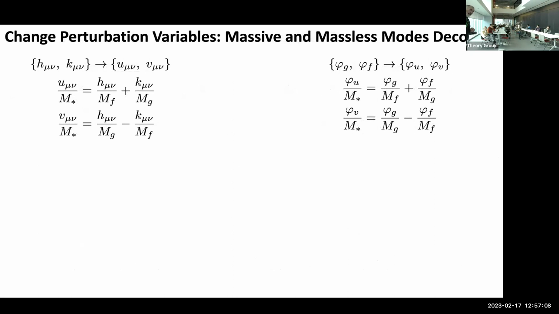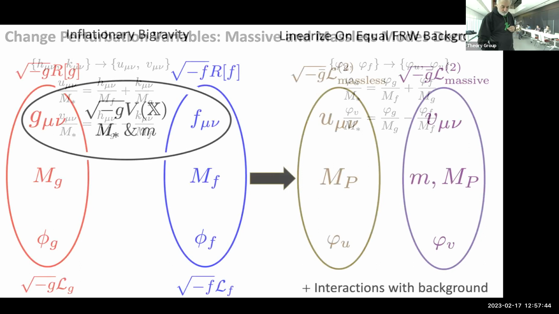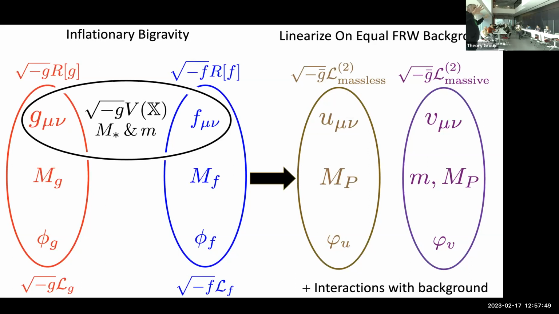So right now the massive and massless modes are coupled. We can do changes of variables to have the massive and massless modes decoupled. So the H, which was the perturbation of G, and the K, which was the perturbation of F, we can define new perturbation variables U and V in terms of H and K, and define new perturbation variables phi U and phi V in terms of phi G and phi F. And if we do that, then the U sector and the V sector decouple, so they can be analyzed separately.